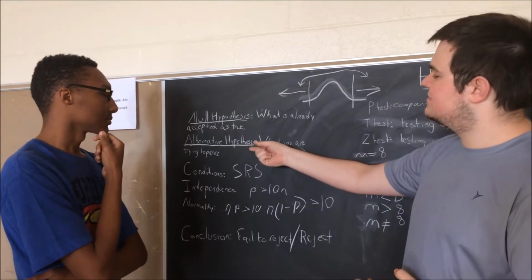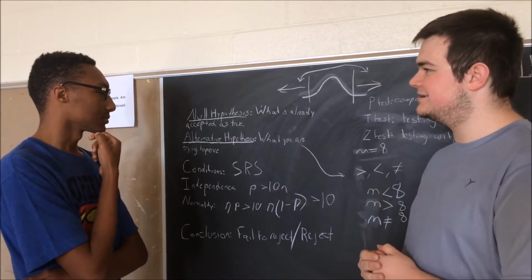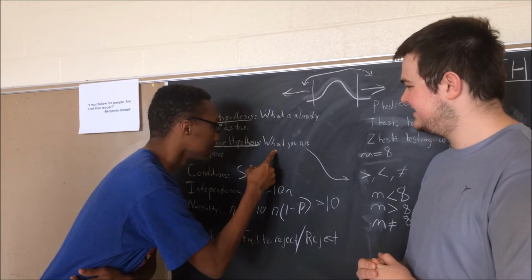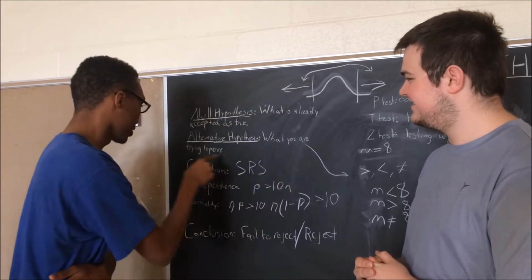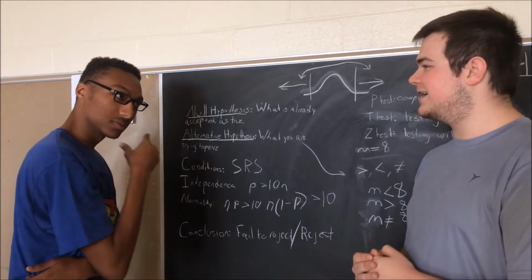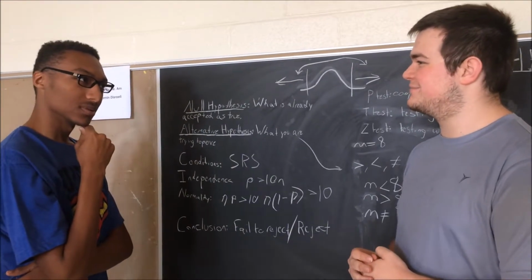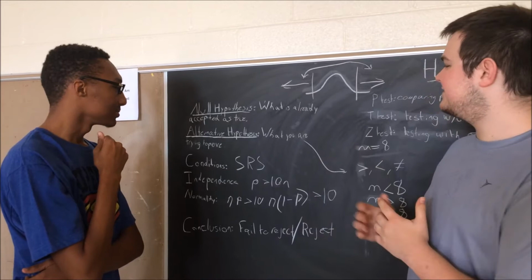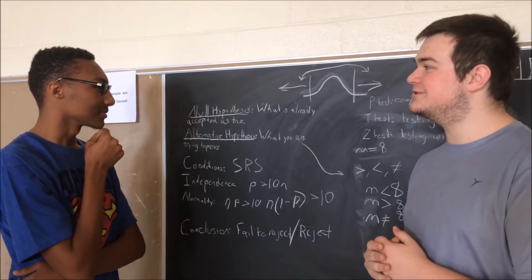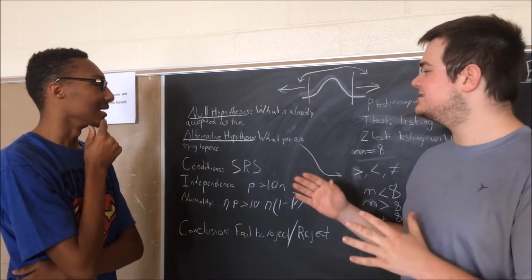Now, what is the alternative hypothesis? Do you have any idea? What you are trying to prove. It's almost like you read it from my memory. Here's the deal. The alternative hypothesis is what you are trying to prove, almost word for word, which you exactly just stated. So here's the deal.